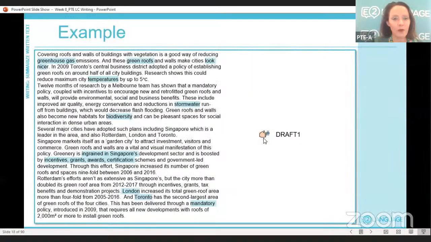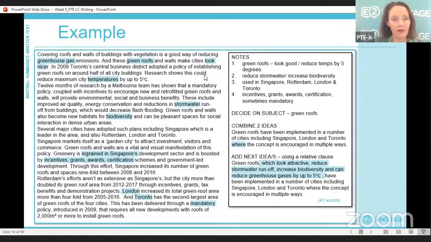All right, so a little bit more time now. So we're going to have a look at the draft. We've got sample notes, so yours might look something like this. Green roofs look good, reduce temperatures 5 degrees. Reduce stormwater, increase biodiversity. Used in Singapore, Rotterdam, London, Toronto. Incentives, grants, awards, certification, sometimes mandatory. You may not have those. You may have different points. That's okay. So decide on the subject, green roofs.